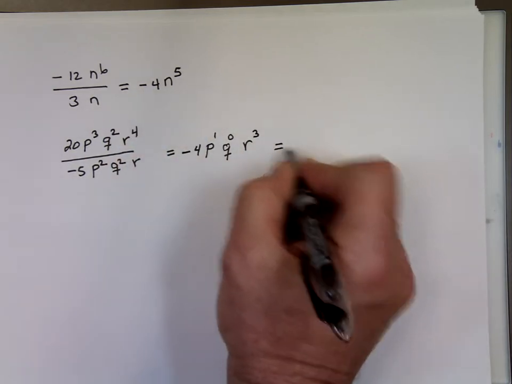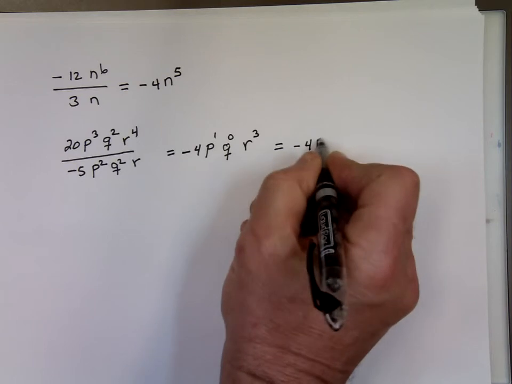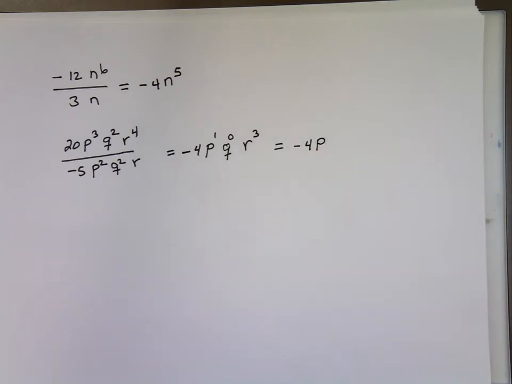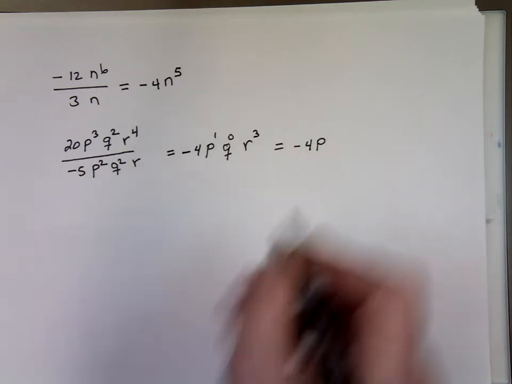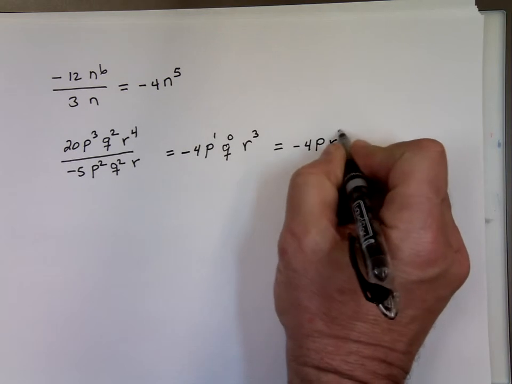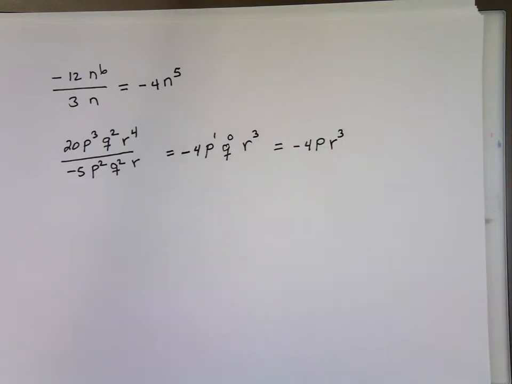So when you clean it, that's negative 4. P to the 1 is p. And q to the 0, anything to the 0 power is what? 1. So I don't have to put it there, because 1 times negative 4 is still negative 4. So negative 4 p r cubed.